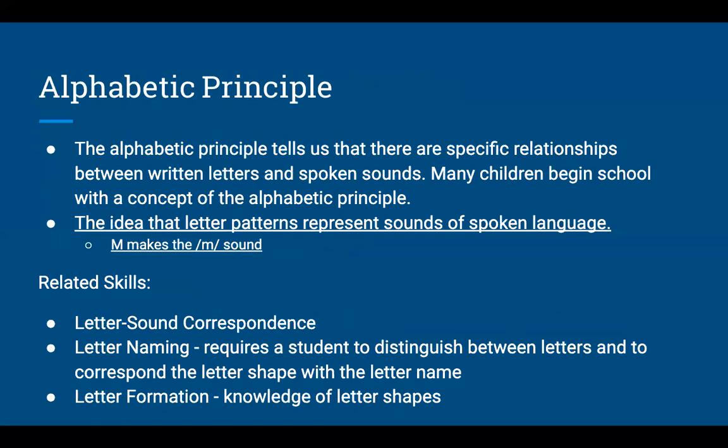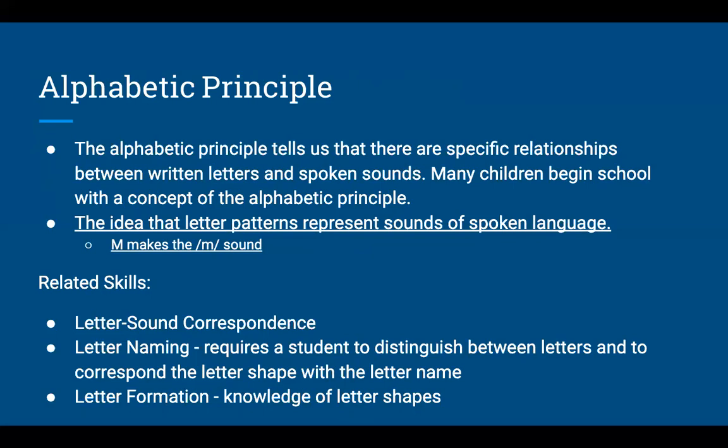Again, we just want to drill and hammer that out there because it is the bridge to phonics, and it comes before the phonics instruction. So that general idea of the alphabetic principle will be important for knowing the framework and moving towards phonics. The related skills for this are letter sound correspondence, letter naming, and letter formation. So again, relating that straight to the alphabet will be important.